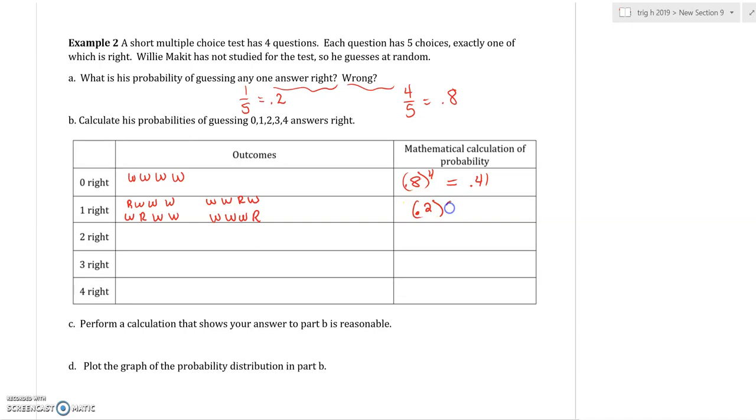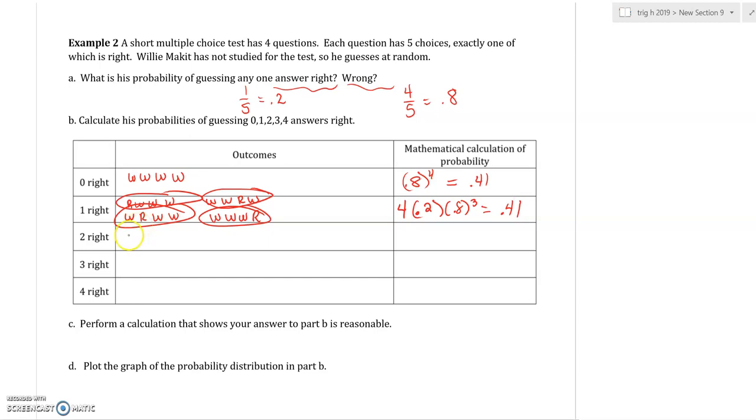So think about it. 0.2 is the right. 0.8 is the wrong. You had 3 wrongs, 1 right. But again, there were 4 ways to do it: 1, 2, 3, 4. So you're multiplying by 4. Put that into your calculator and you get 0.41. Here we go. Let's do the next one.